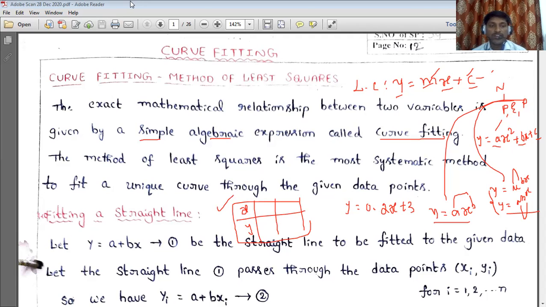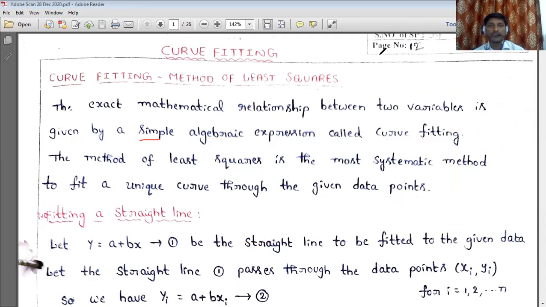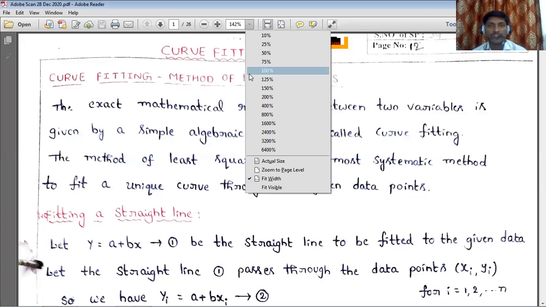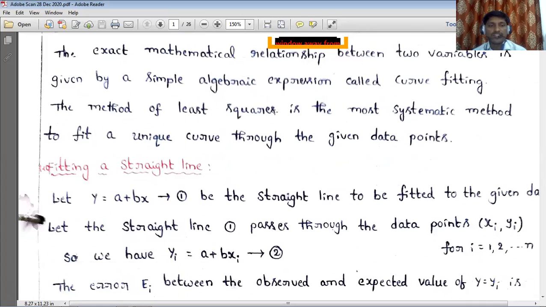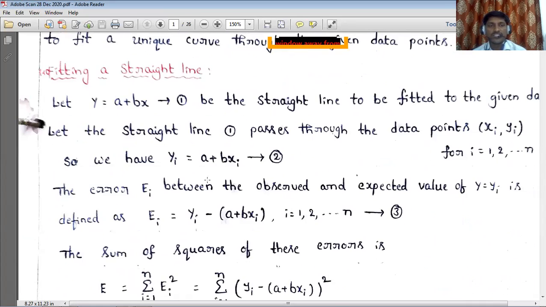Okay, next one, fitting: derive normal equations to fit a straight line. Very important essay question type. Derive normal equations to fit a straight line. In the same way, derive normal equations to fit a parabola. Derive normal equations to fit an exponential curve. Derive normal equations to fit a power curve. So all these things are very important, and we'll see the proof of these here. Derive normal equations to fit a straight line.